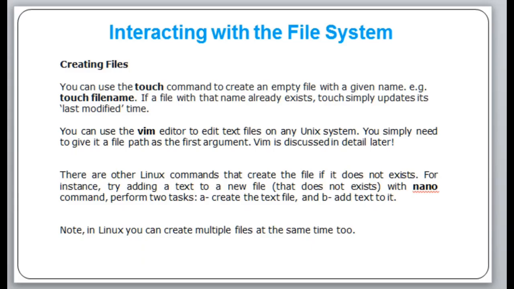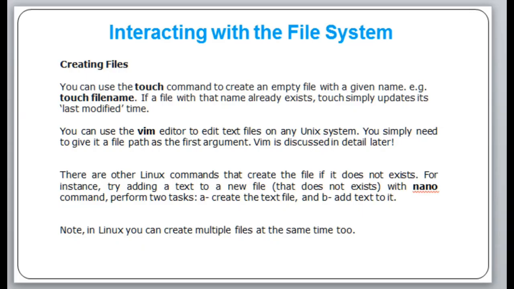So let's talk about how to create files. You actually did see me use the touch command to create an empty file with a given name. So if I do touch filename, a file with the name filename is created. If a file with that name already exists, touch simply updates its last modified time. So if filename already existed and I do touch filename again, it's just going to modify the last time that file was edited.